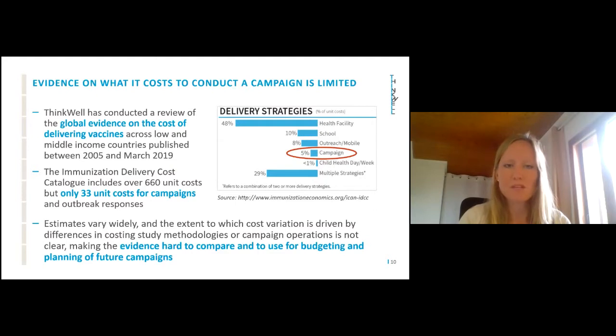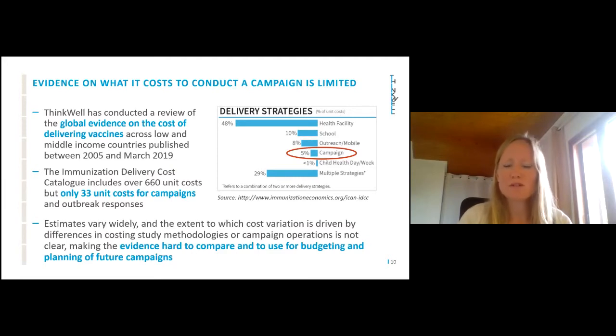immunizationeconomics.org. And so what came out of this review is that although the database contains more than 660 unit costs on vaccine delivery in total, only 33 of those, and if you're looking at the chart, that's the 5% here, covered campaigns and outbreak responses.